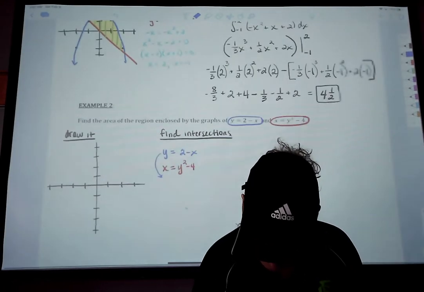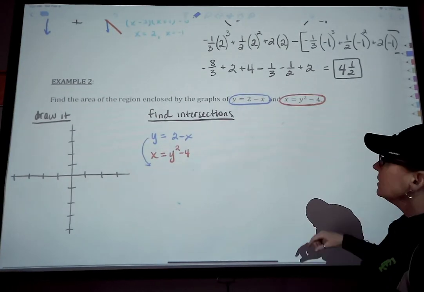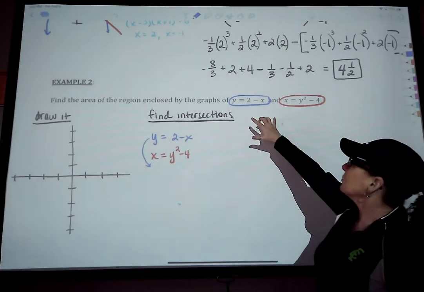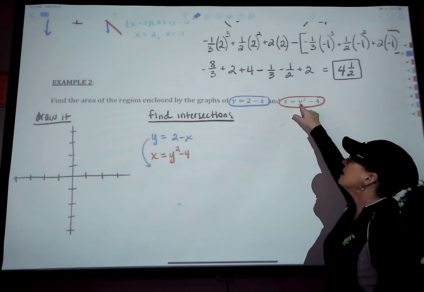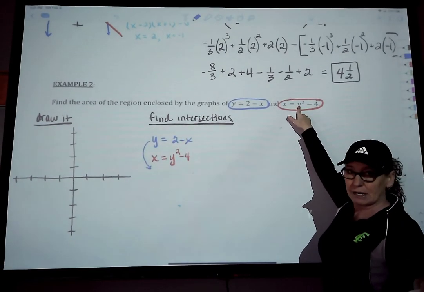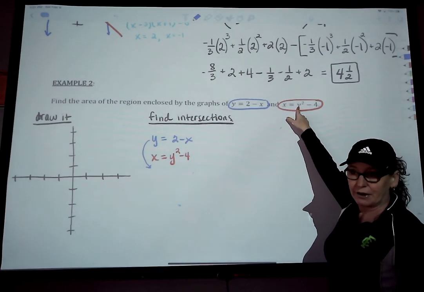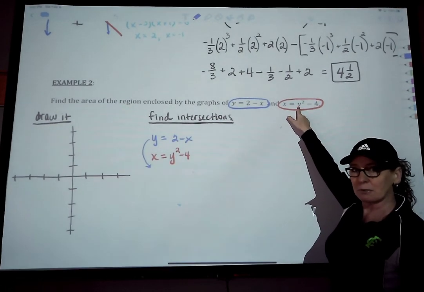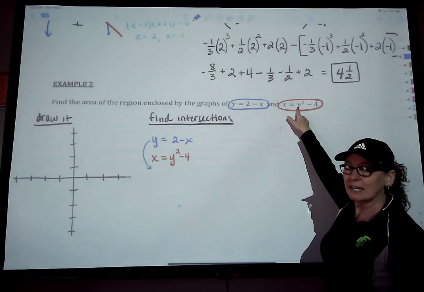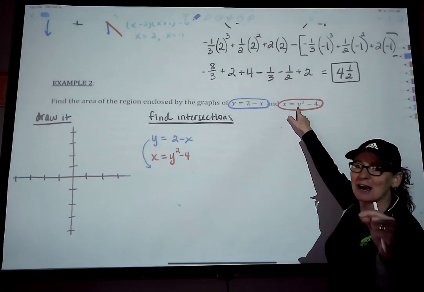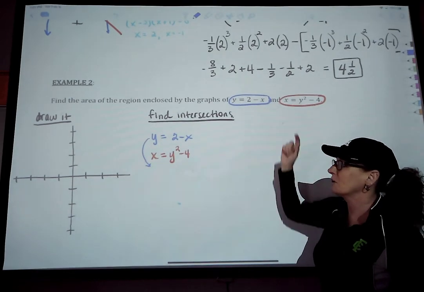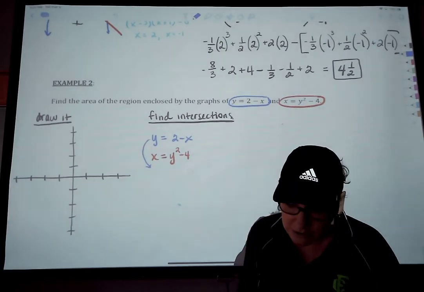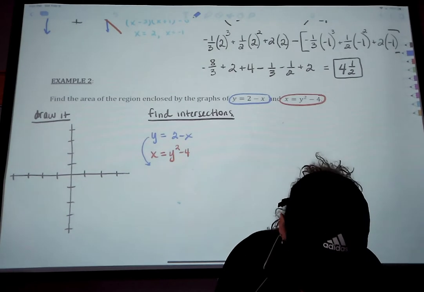Next one. Same concept. We have a line and a parabola, only this time, a quick realization here for me, my y is being squared. This is going to be a sideways parabola. Again, I do expect you to be able to graph these by hand. They're simple. And of course, you can graph a line by hand. So let's work on the sideways parabola first.